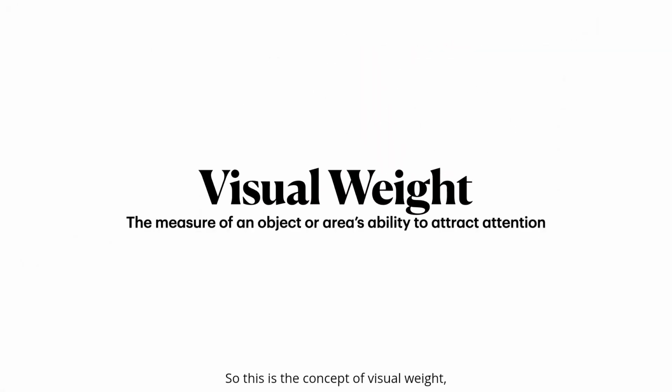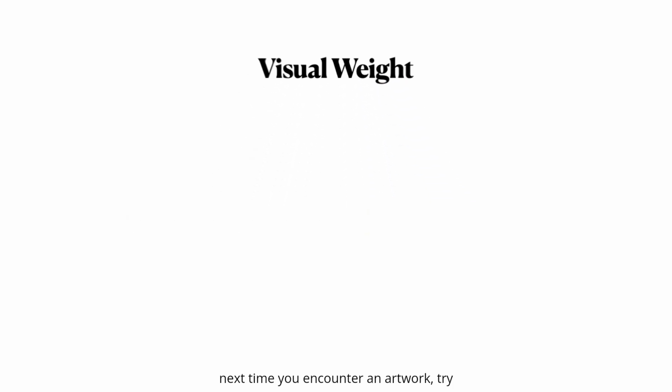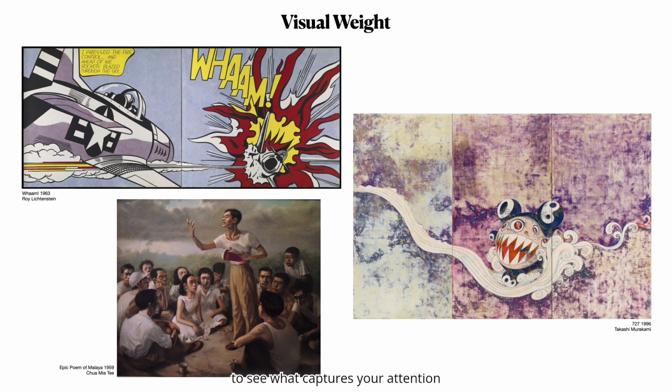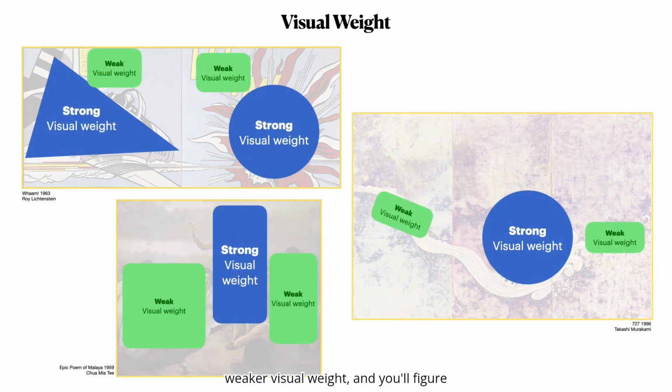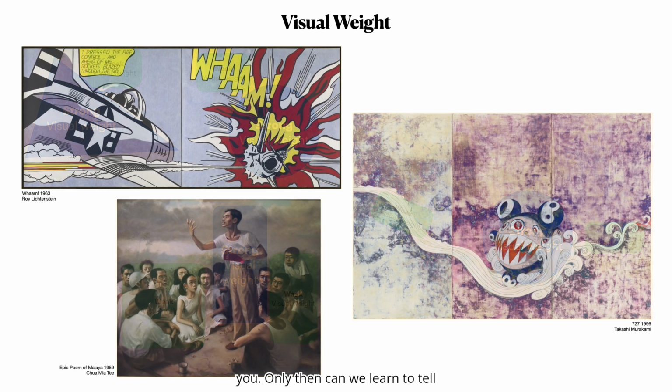So this is the concept of visual weight, where we measure an object or area's ability to attract our attention. The next time you encounter an artwork, try to see what captures your attention first. Which area has stronger or weaker visual weight, and you'll figure out what the artist is trying to tell you. Only then can we learn to tell better visual stories.